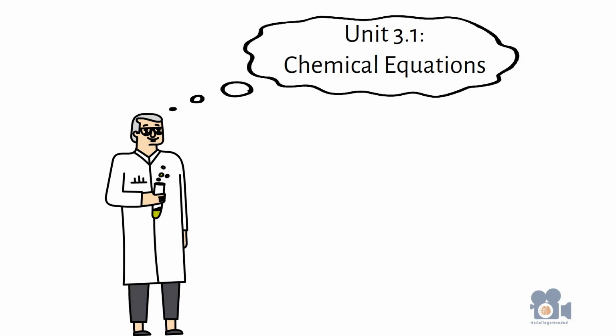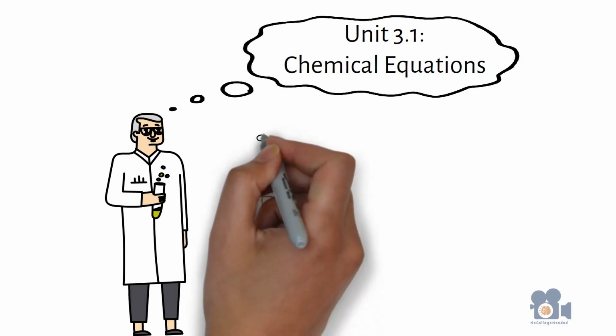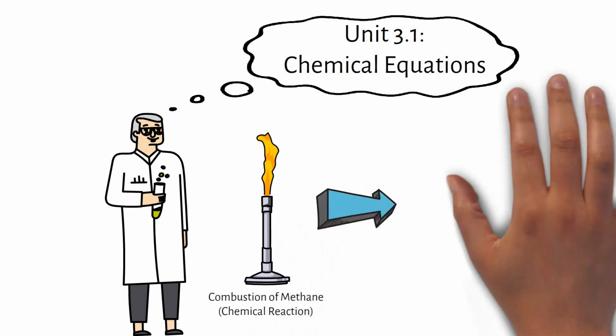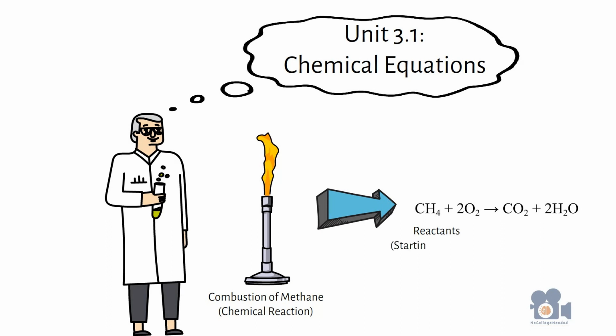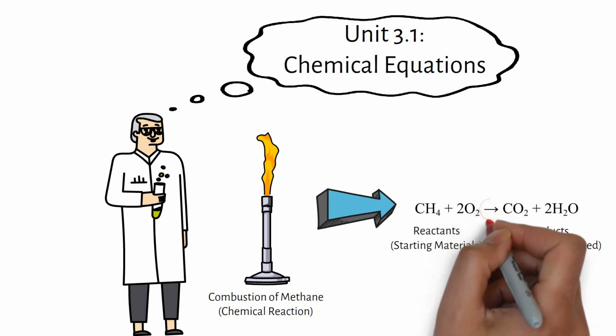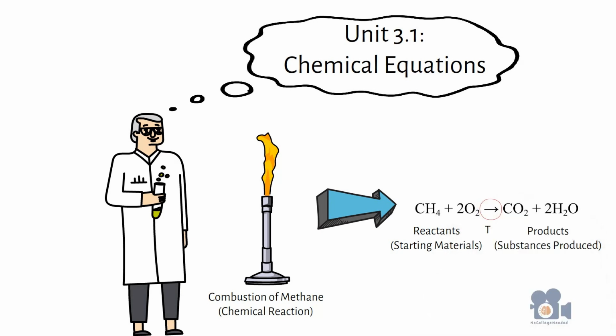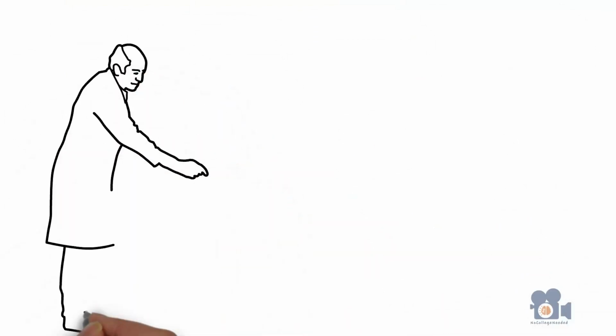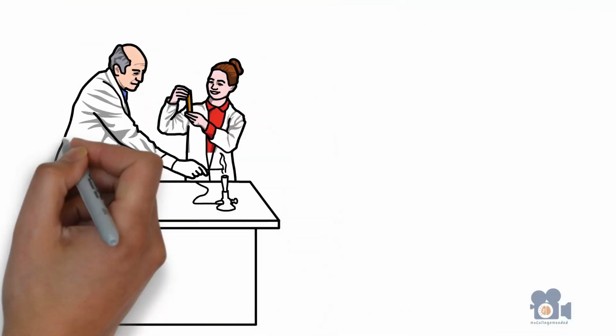Chemical equations are important in chemistry because they provide a concise way to represent chemical reactions. A chemical equation shows the reactants, the starting materials, on the left side, and the products, the substances produced by the reaction, on the right side, with an arrow indicating the direction of the reaction. Chemical equations allow chemists to describe and communicate the details of a chemical reaction in a clear and standardized way.